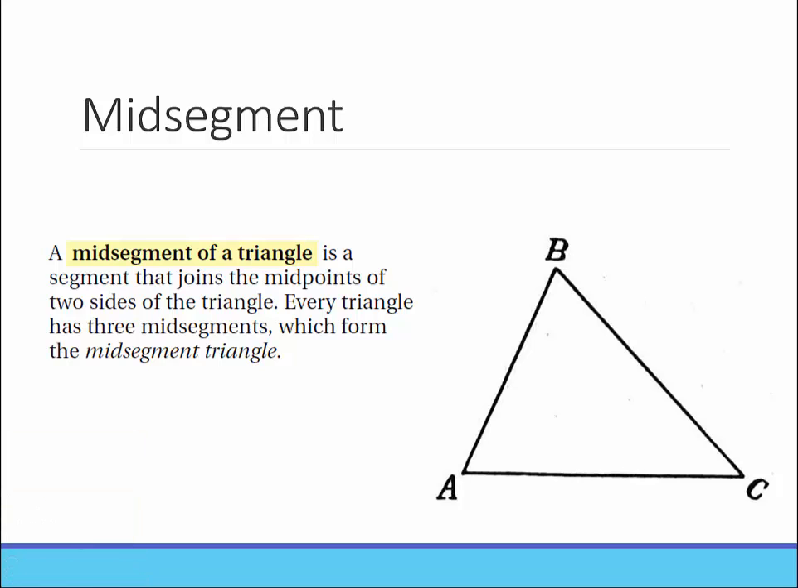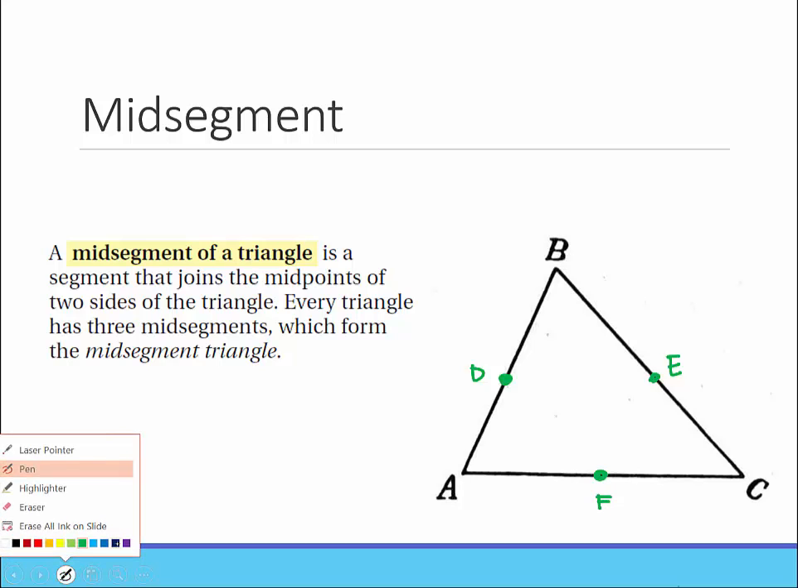Every triangle has three midsegments, and they form a midsegment triangle. So if we were looking at side AB, the midpoint would be somewhere here. Let's call it D. And the midpoint of BC would be somewhere probably here. Let's call it E. And the midpoint of AC would probably be somewhere around here. We can call that F.